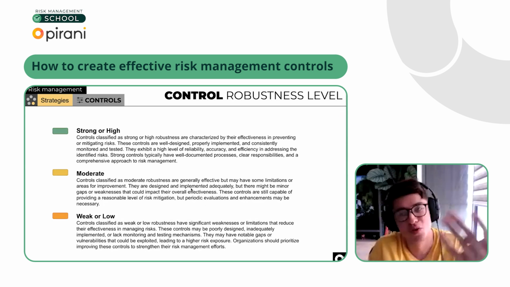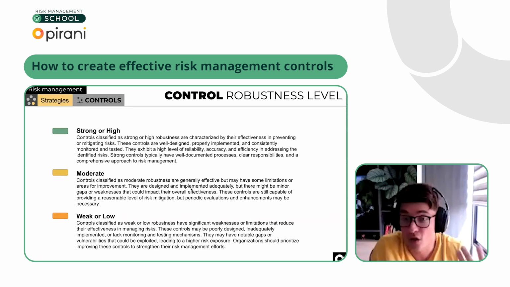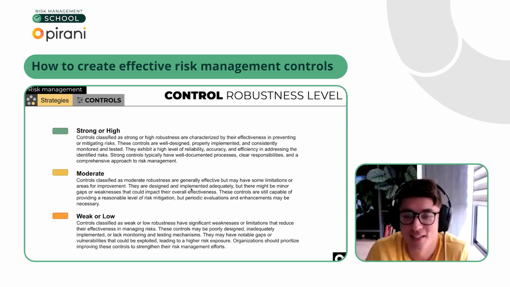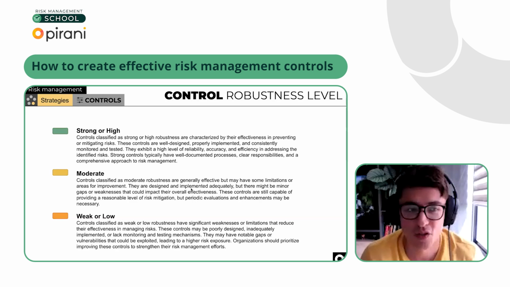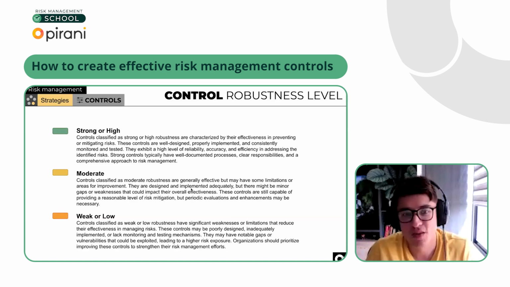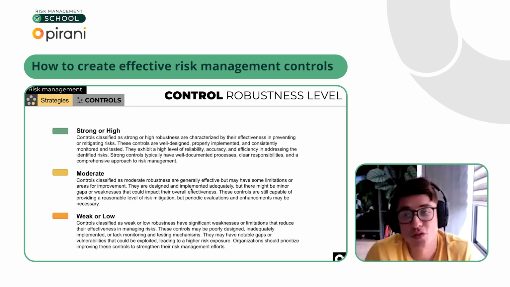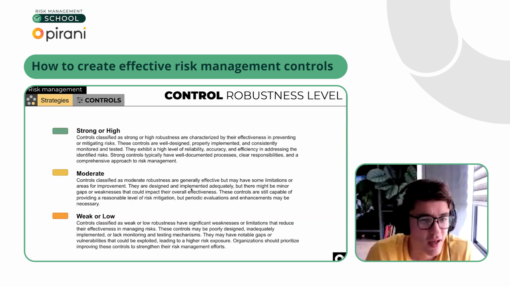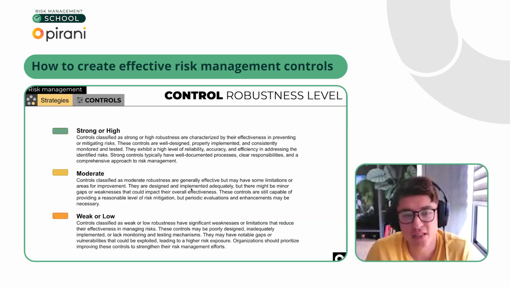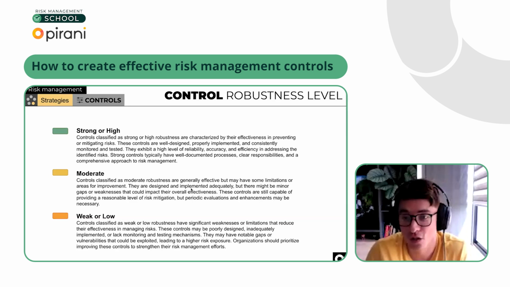Maybe one control is going to move you 2 blocks in the risk heat map, and another control only going to move you 1 block, and that's okay. All the controls do not need to be the same. So maybe you're going to have strong or high robustness controls that are characterized by their effectiveness in preventing or mitigating the risks. A control that prevents a risk is always going to be better than a corrective one. You're going to have moderate controls that are generally effective, but may have some limitations or areas for improvement. And again, this is normal.